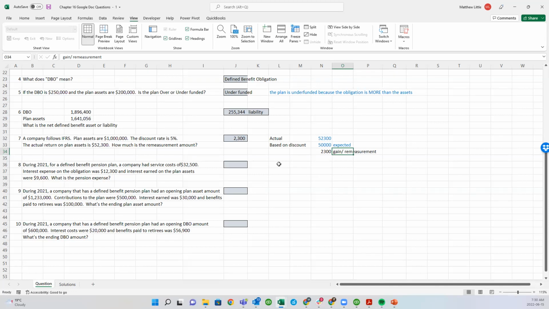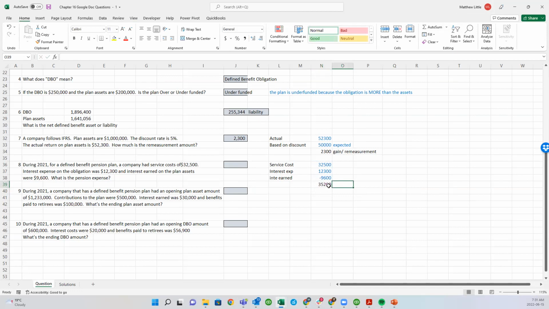I don't know if you recall the little slide we just looked at a few moments ago. We looked at service costs then. There's no past service costs. We have service costs of $32,500. We have the interest expense, which is the expected amount, which we're told is $12,300. And then we have the actual interest earned, and the $9,600 reduces the expense. So then we can sum that up to determine that $35,200 is our pension expense for the year.